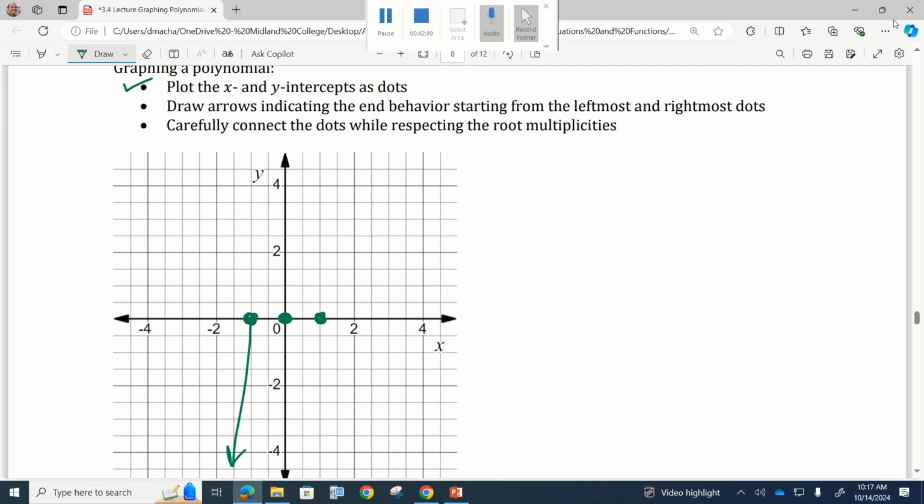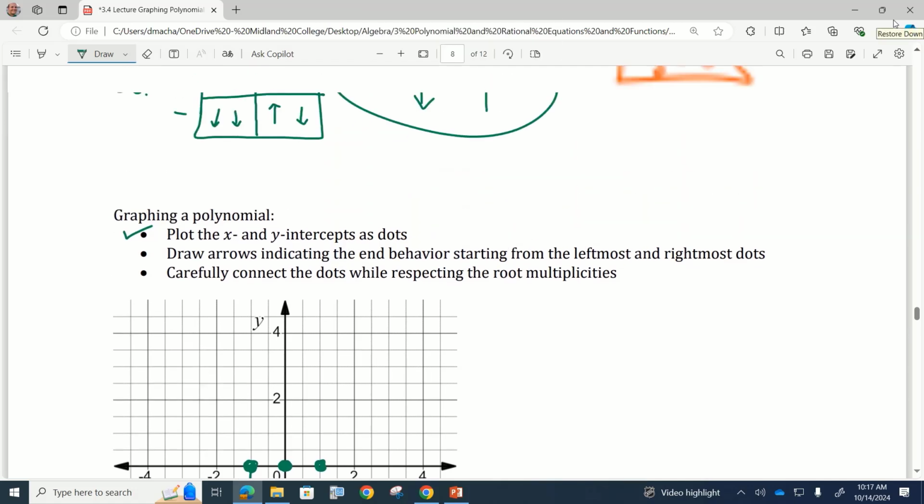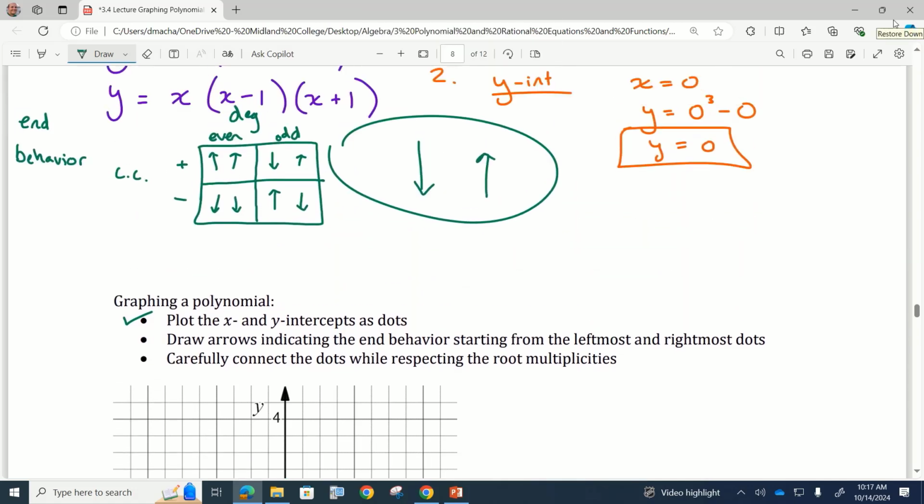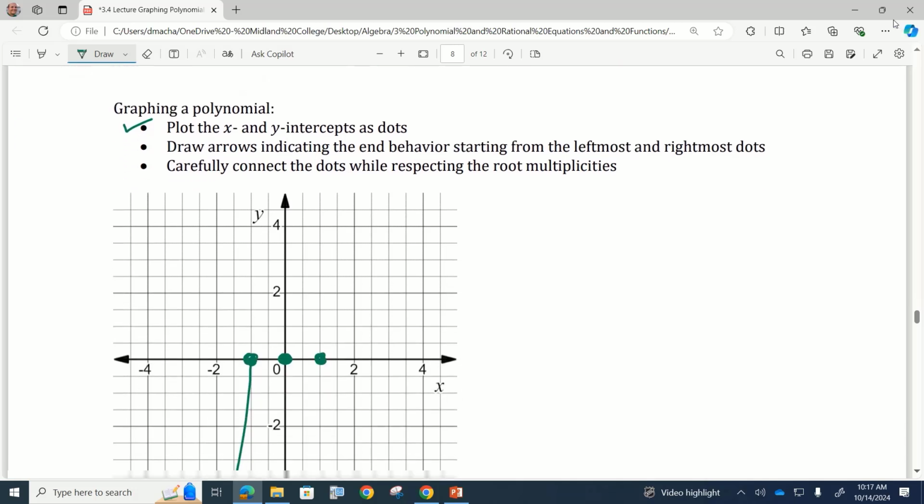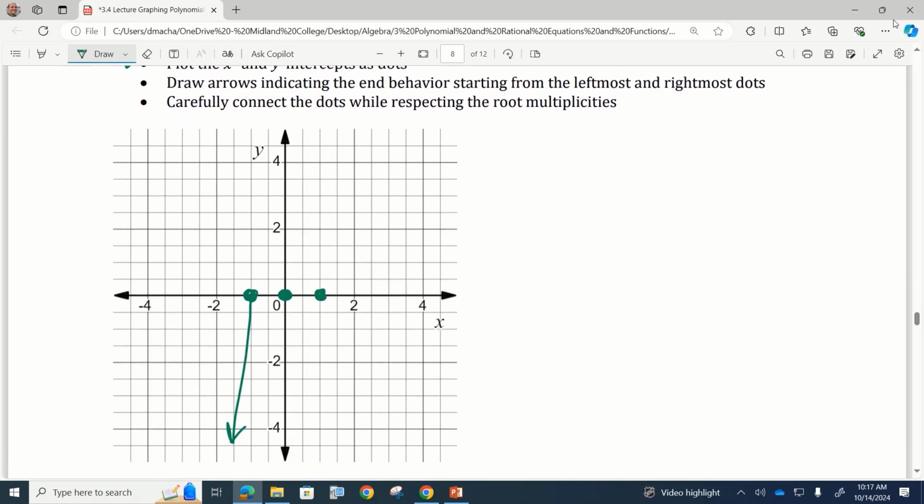Then we start to look at our right side end behavior. On the right side, I'm going up on the right. So I start at the dot farthest to the right, and I draw an arrow that goes up to the right.